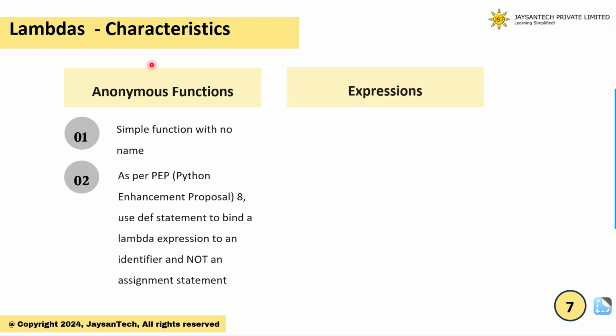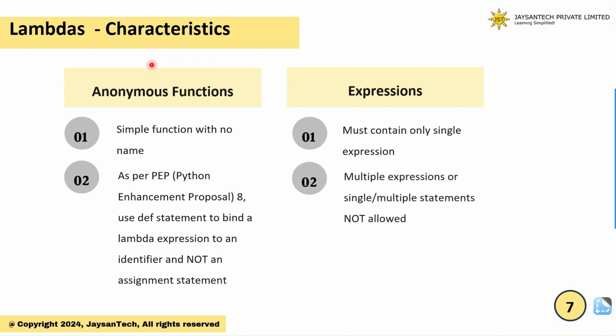So the next characteristic is expressions. Now a lambda is supposed to contain only one single expression. Expressions are anything that will return you a value. For example, addition: A plus B is an expression. A minus B is an expression. A greater than B is an expression. So anything that will return you a plausible value is an expression. But when I say del A, that is not an expression. del is a statement. So in lambdas, you're not supposed to use statements. You're only supposed to use a single expression.